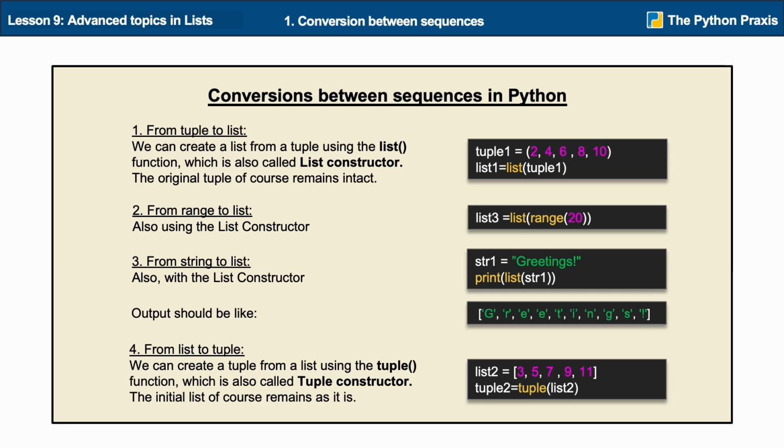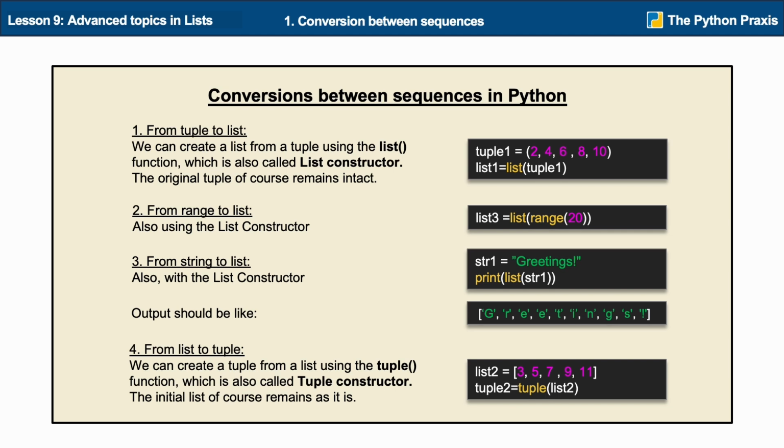First, let's talk about converting between different sequence types in Python. Python gives us constructors like list and tuple functions that allow easy conversions. A first case is from tuple to list. We can create a list from a tuple using the list function, which is also called list constructor. The original tuple, of course, remains intact. For example, we start with a tuple named tuple1 that contains 5 integers, 2, 4, 6, 8, and 10. Using the list constructor with argument tuple1, Python creates a list called list1.